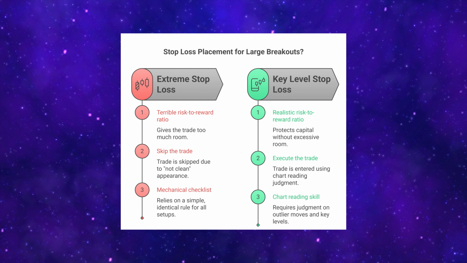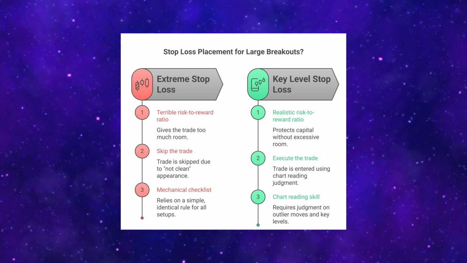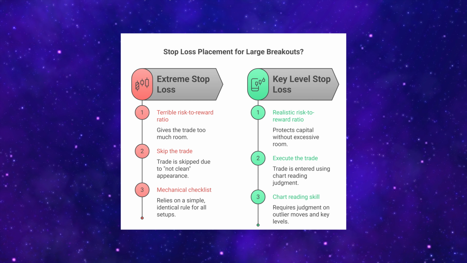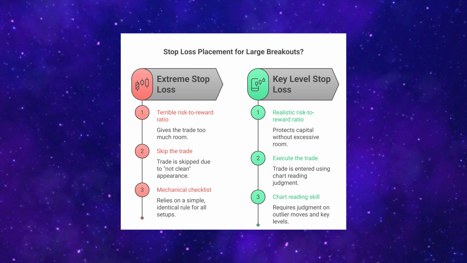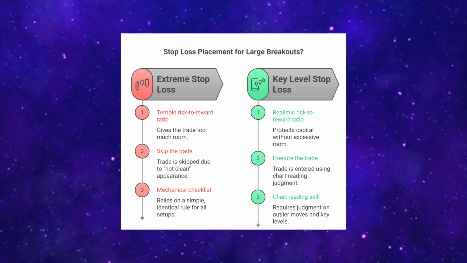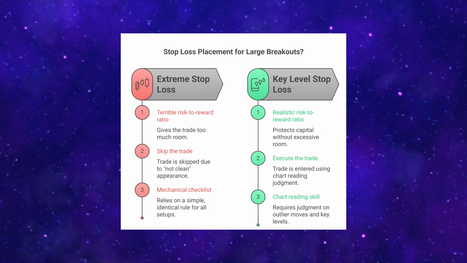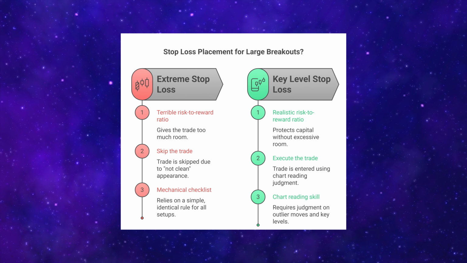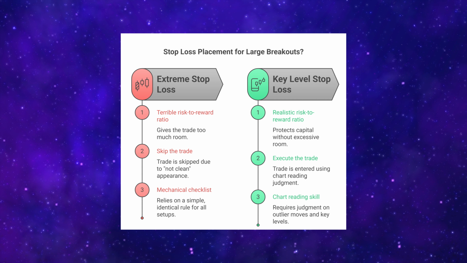This takes a bit of chart reading, yes, but that's the skill. The strategy isn't just a mechanical checklist that works identically on every single setup. You have to use some judgment on the outlier moves. The checklist gets you 90% of the way. That last 10% is what separates traders who are profitable from traders who are just following the rules blindly.